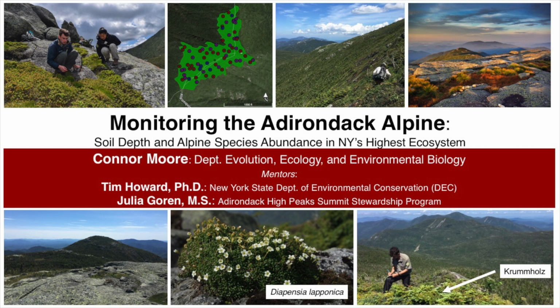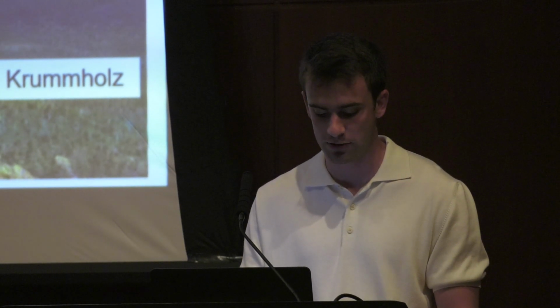My analysis found that the average soil depth of alpine assemblages was significantly shallower than Krummholz tree communities. Also, some species, like Diapensia lapponica, have a significant relationship to soil depth or Krummholz abundance. A better understanding of the relationship between soil depth and species abundance can contribute to more accurate population modeling and establish conservation priorities in our changing climate.